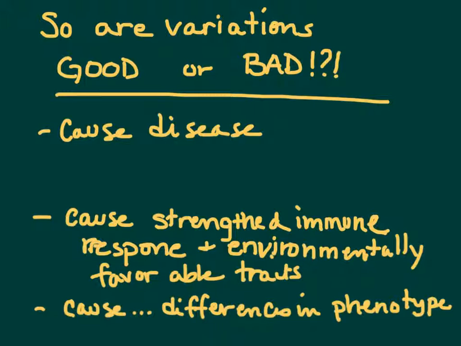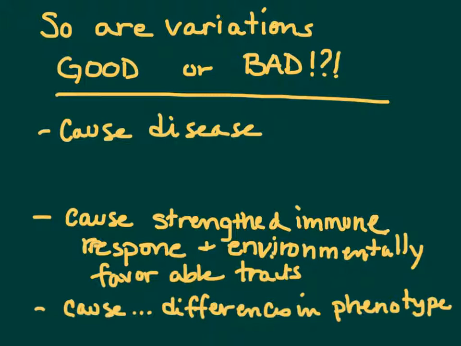Francis Collins, as well as a few other biologists, also point out that variations cause differences in phenotype. Now, that's always true. That's a pretty simple statement. Variations in a gene cause differences in phenotype, or can cause differences in phenotype, if the change that's made influences the shape of the protein. Is that always good or bad?